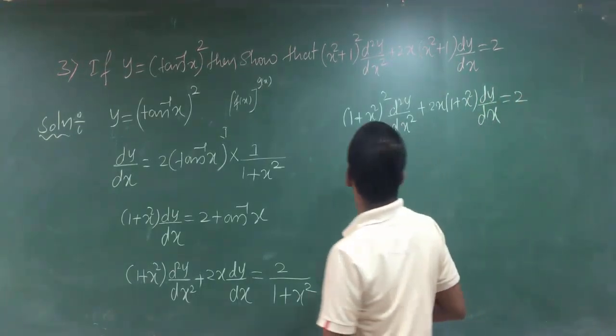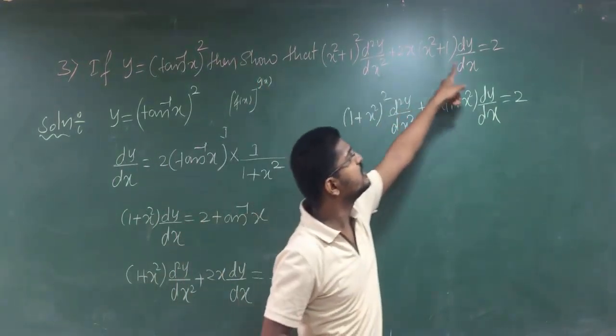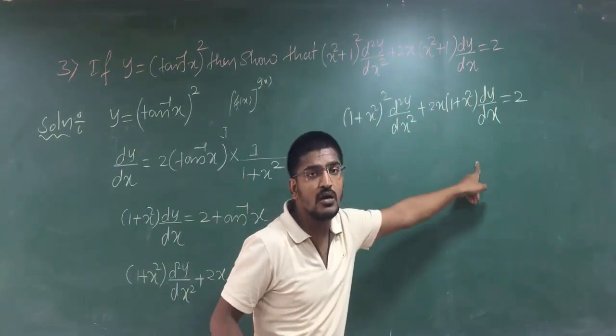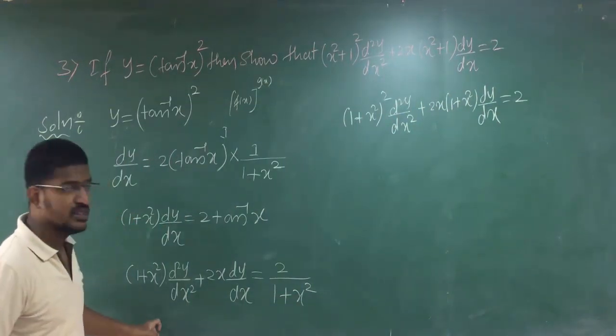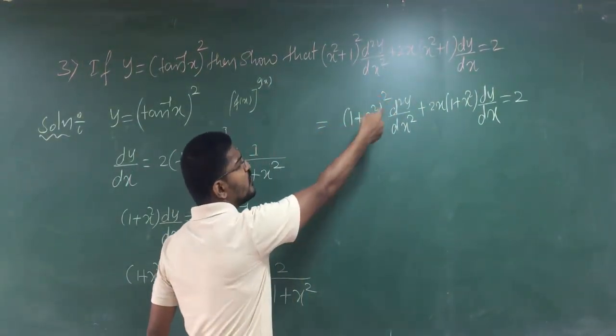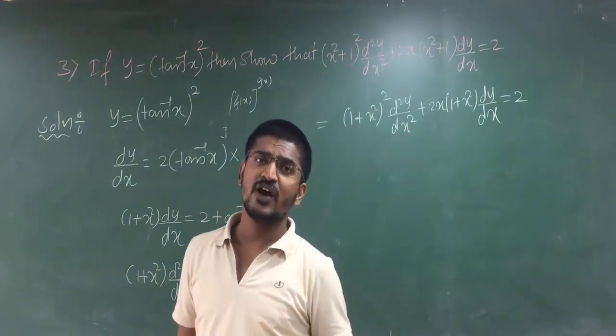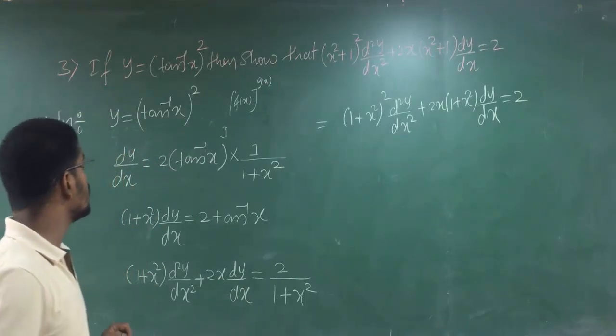So now you see what you need. Show that the same equation here you have got by simplifying this. Clear? So this will be (1 plus x square) whole square d square y by dx square plus 2x into (1 plus x square) dy by dx equal to 2.